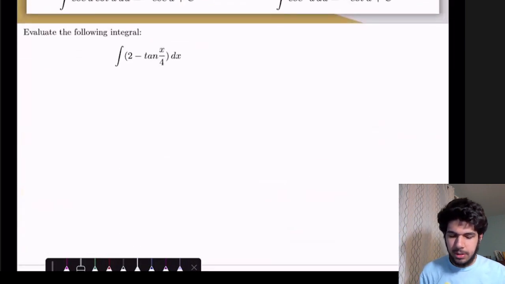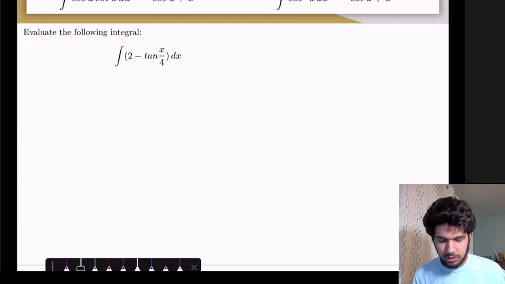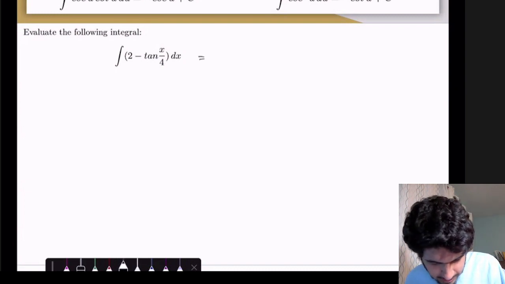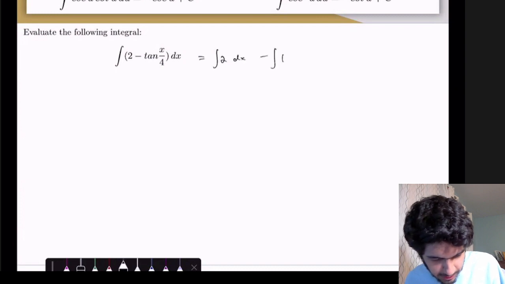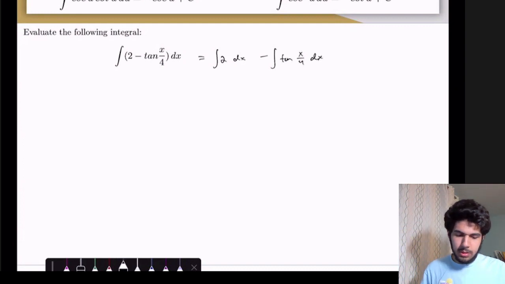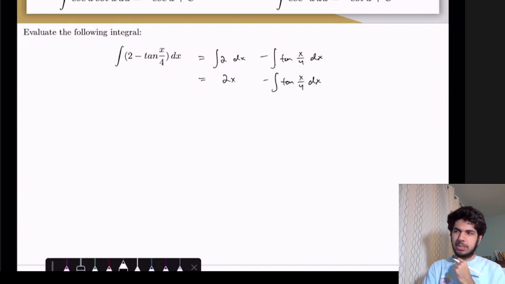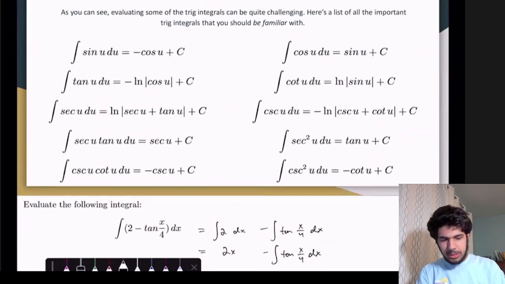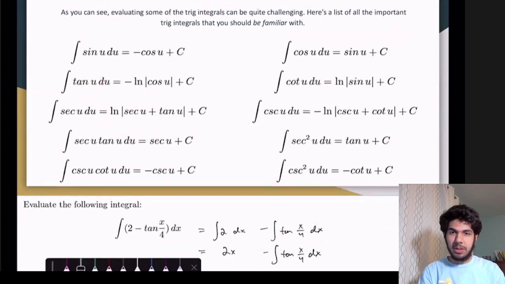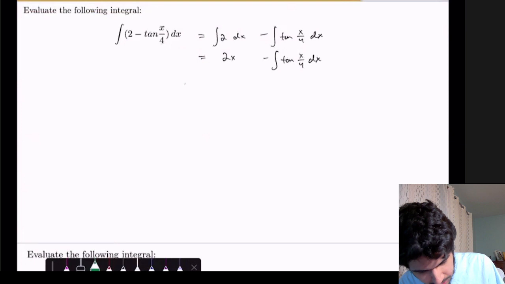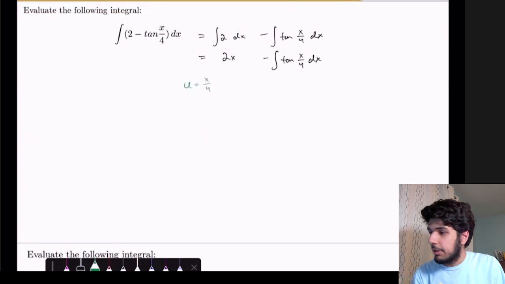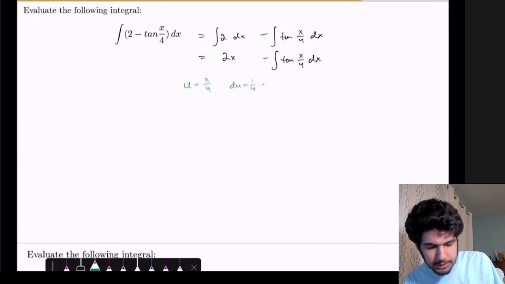Let's do another example. So the integral of 2 minus tangent of x over 4. Okay, so the tangent's a little bit frightening, but we can handle the 2. So we can rewrite this as the integral of 2 dx minus the integral of tangent of x over 4 dx. And then this is going to be 2x minus the integral of tangent of x over 4 dx. So how are we going to handle this integral of tangent of x over 4? Well, if we scroll back a little bit, we know how to handle tangent of u. So let's try to get it in the form of tangent of u. To do that, let's let u equal x over 4, and that would mean that du equals 1/4 dx.